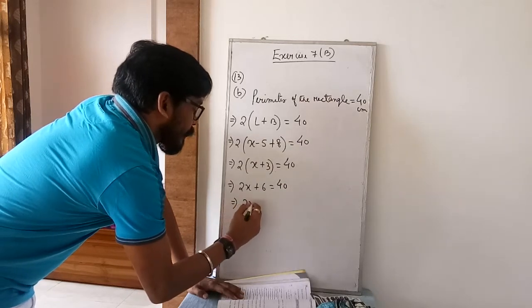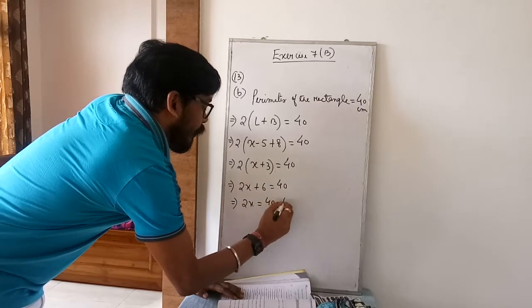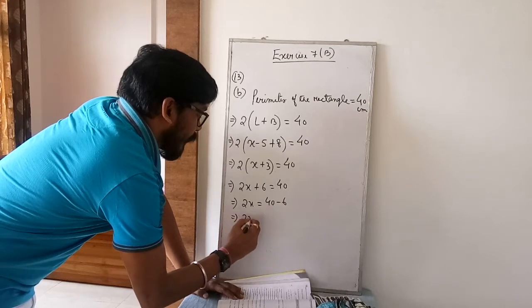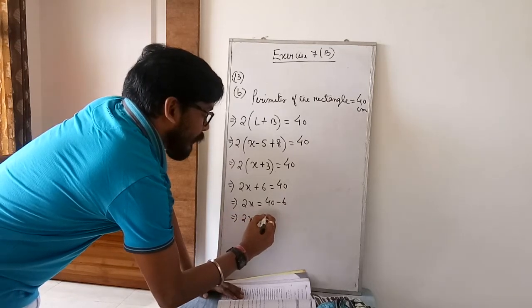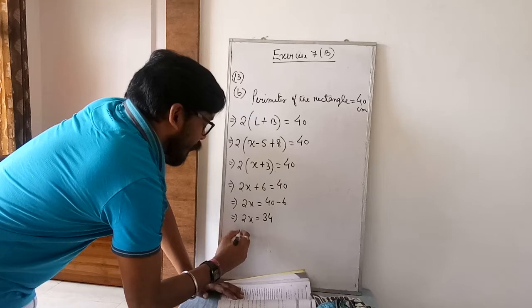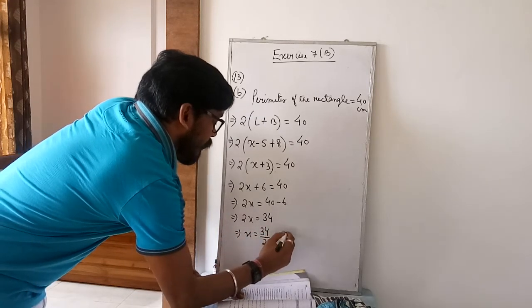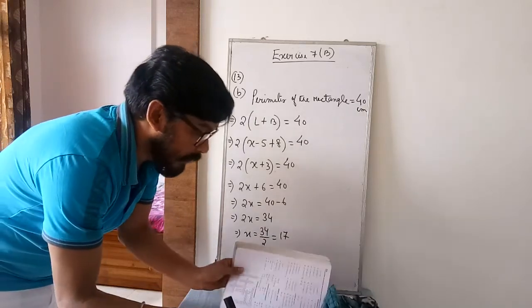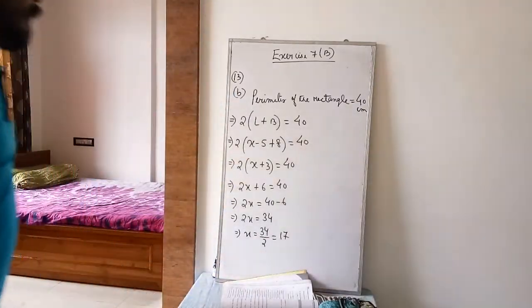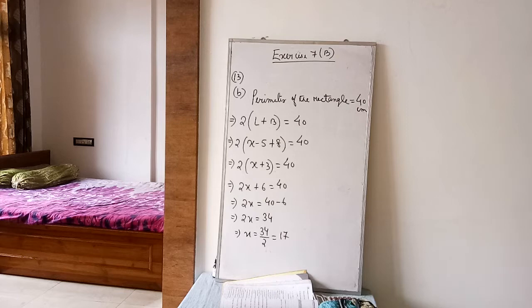So it is 2x equal to 40 minus 6. 2x equal to 34. So x equal to 34 by 2. So it is 17. Hope it is correct. Okay. Take the screenshot. Clear?